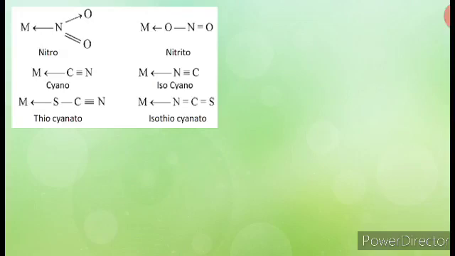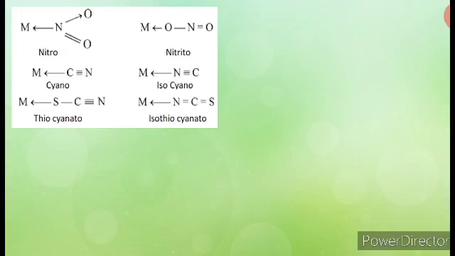Same in the case of the thiocyanate group. If it combines with the central metal through sulfur, thiocyanate. If it combines with the central metal atom through nitrogen, isothiocyanate. Okay, so these are some examples of ambidentate ligand. You can see if the donor atom is changed, the name is changed. Nitro, nitrito, cyano, isocyano, thiocyanate, isothiocyanate.